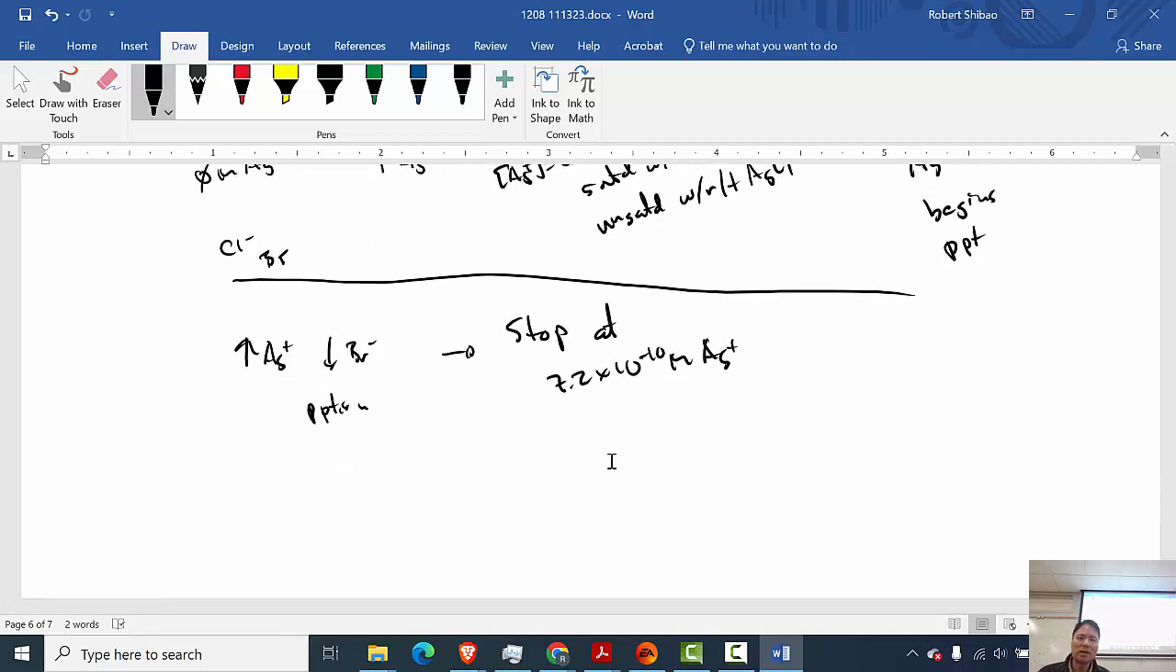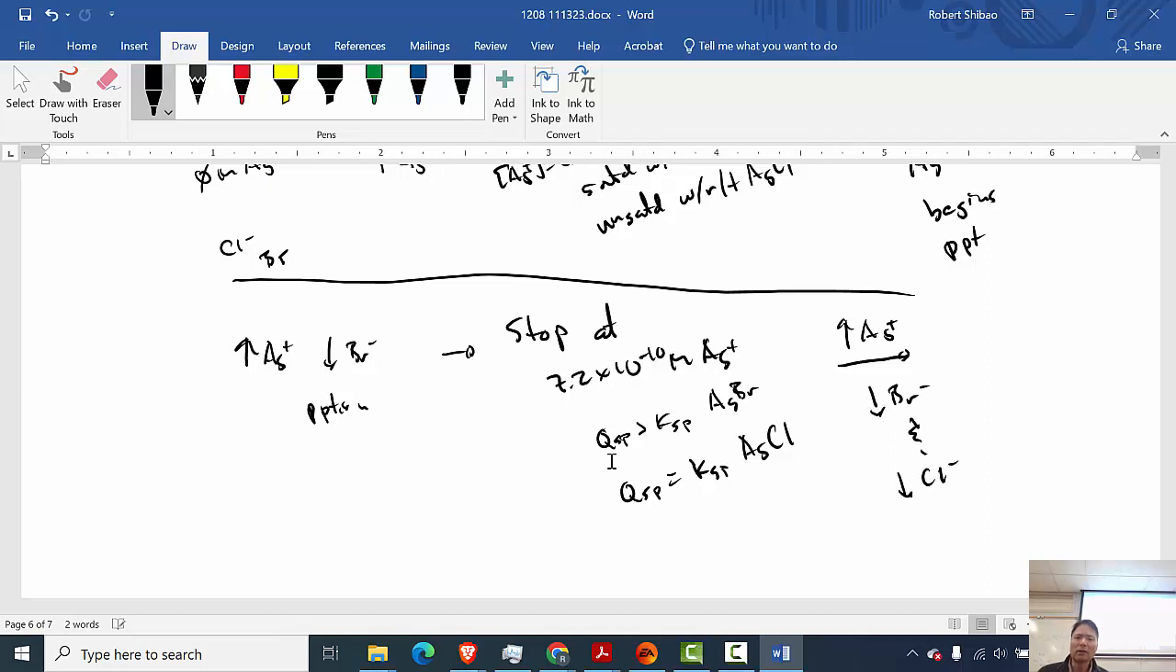If we stop at 7.2 times 10 to the minus 10 molar silver ion concentration, then QSP is going to be greater than KSP for silver bromide. However, the QSP will equal the KSP for silver chloride. If we continue increasing the silver ion concentration, then both precipitate. That is, bromide will precipitate and chloride will precipitate. And we don't want both to precipitate. And so this is going to be the stopping point.